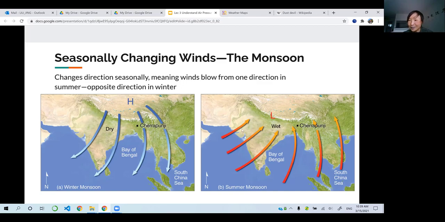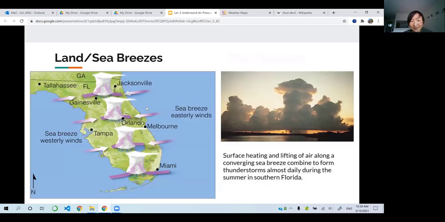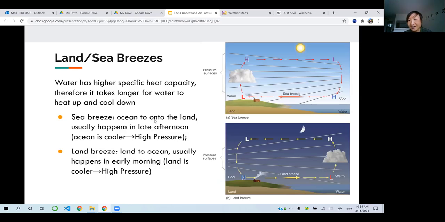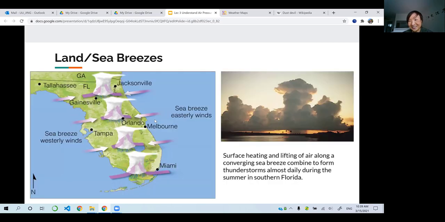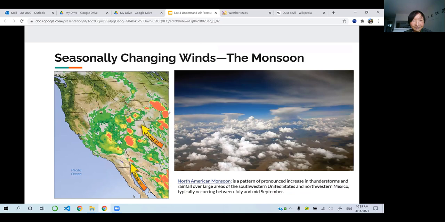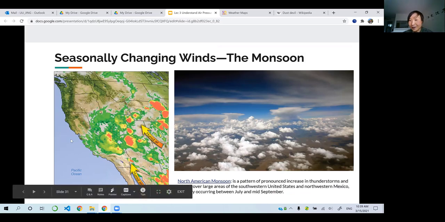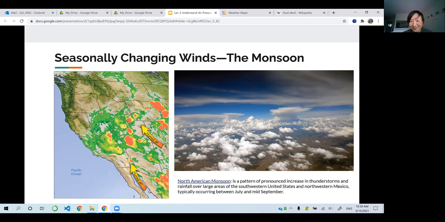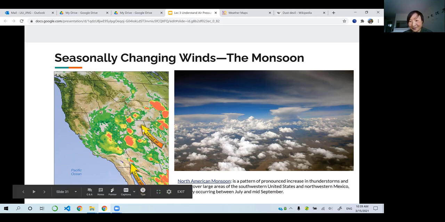This is the seasonal change of the wind pattern. We call that monsoon. But local change, like in Florida, like in Santa Monica, we call that land sea breezes, okay? Here in LA, California, southwest of the United States, we also have monsoon, okay?